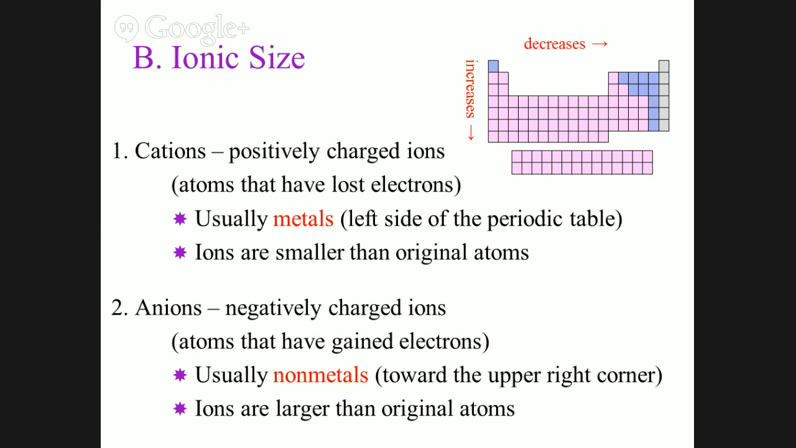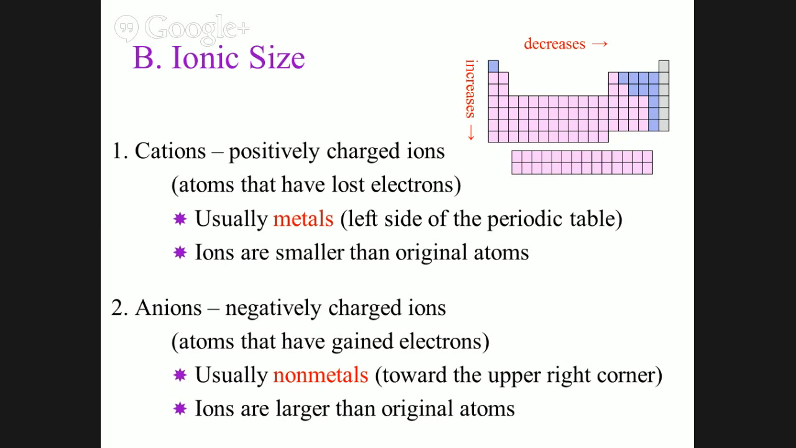It's a little bit smaller. For the negatively charged ions, they gained electrons. They got to have space to put those extra electrons in. They're actually a little bit bigger than the original atoms. Well, here's what's happening in the table.